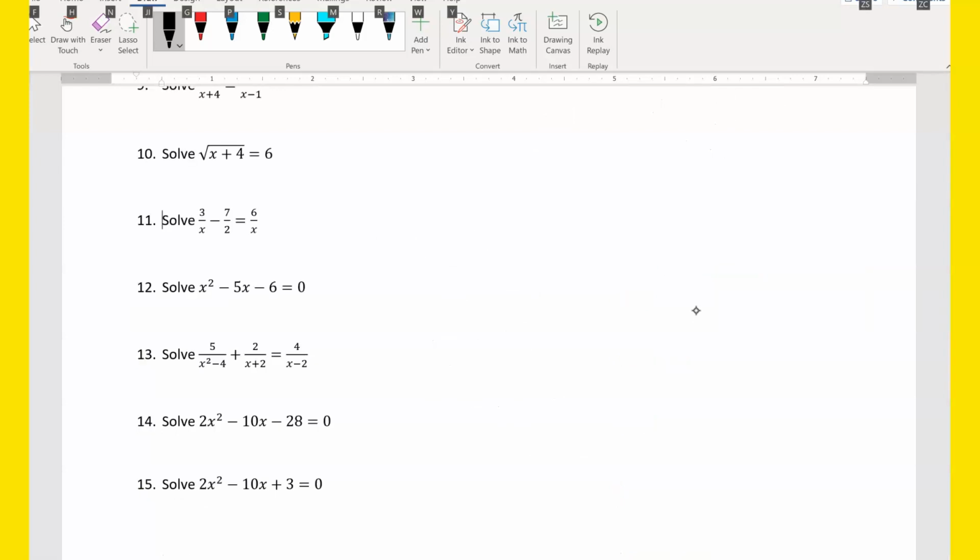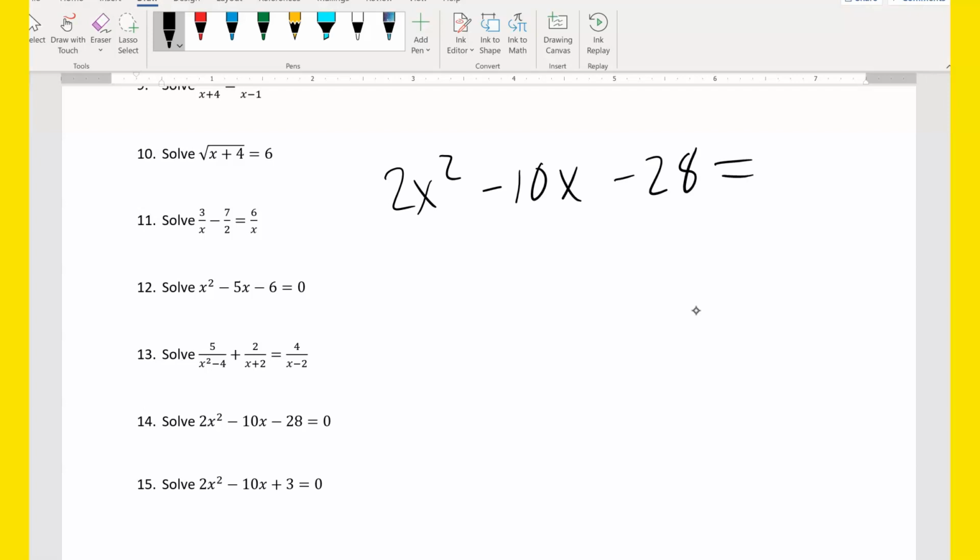All right, number 14 here. 2x squared minus 10x minus 28 equals 0. All right, when you factor, we're going to solve this by factoring. Always look for a what first? Look for a GCF first. And then there is a GCF on this problem. What can I factor out from each of these already? I can factor out a 2. And what does that leave me with? It leaves me with x squared minus 5x minus 14.